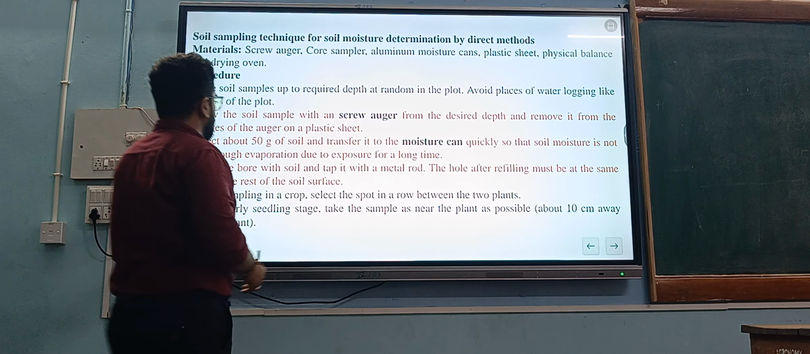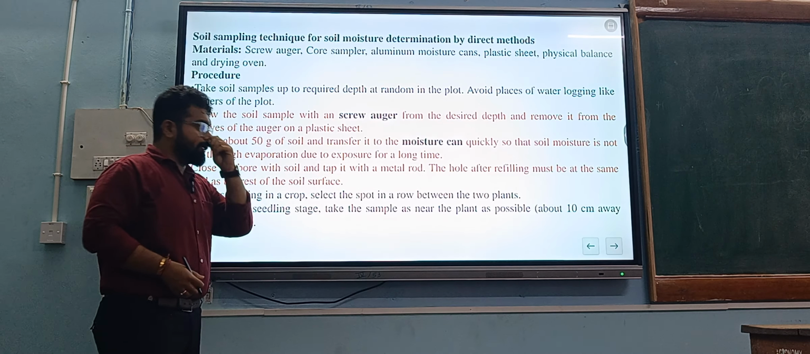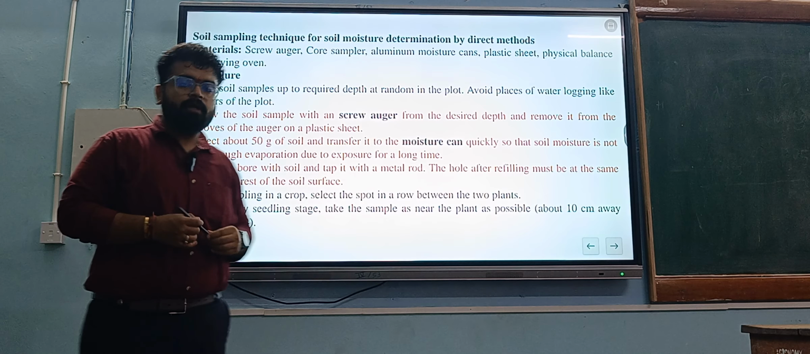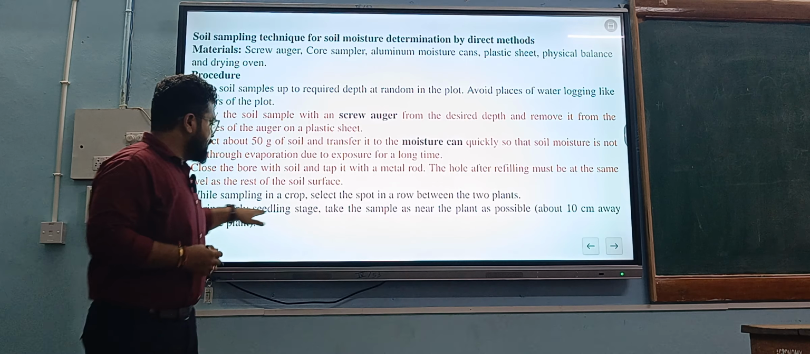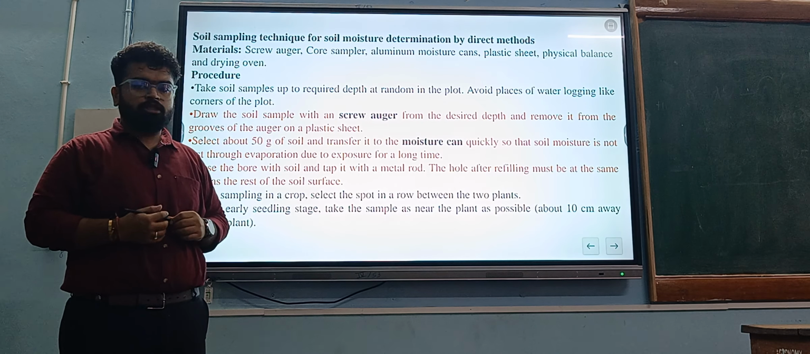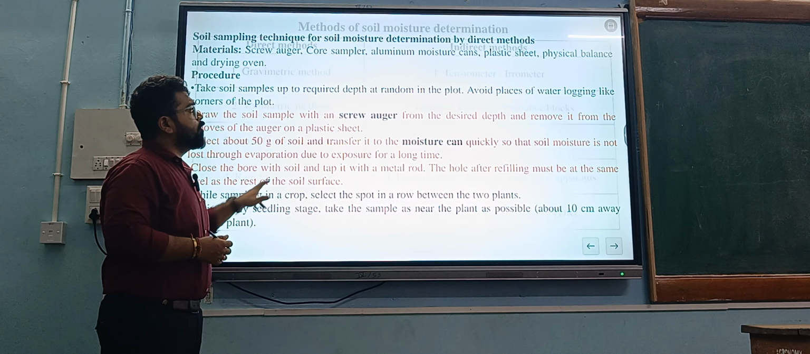Next, close the bore with the soil sample and tap with a metal rod. Then, while sampling in a crop, select the spot in a row between two plants. During the early seedling stage, take the sample as near the plant as possible, about 10 centimeter away from the plant.